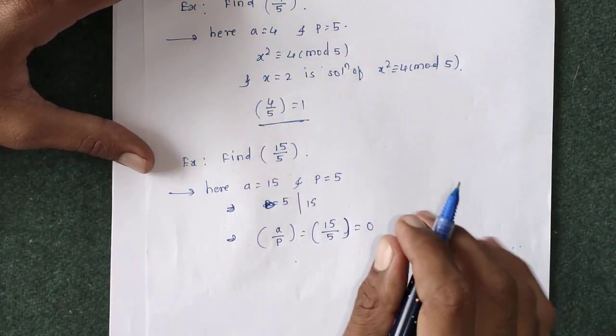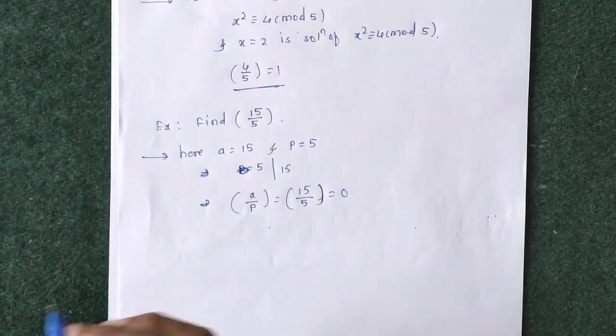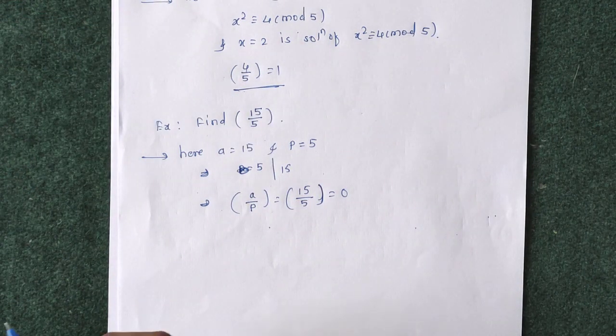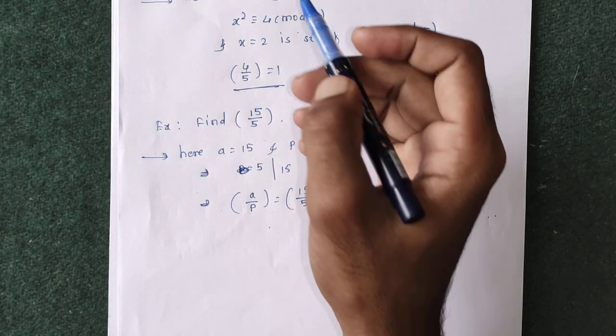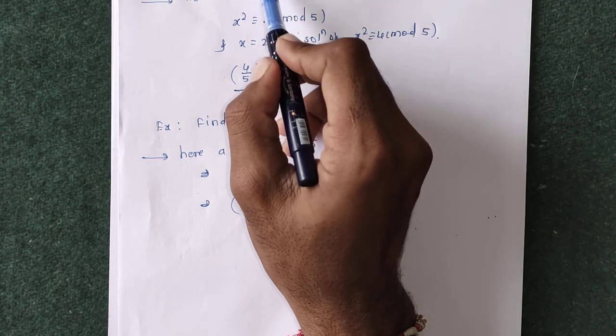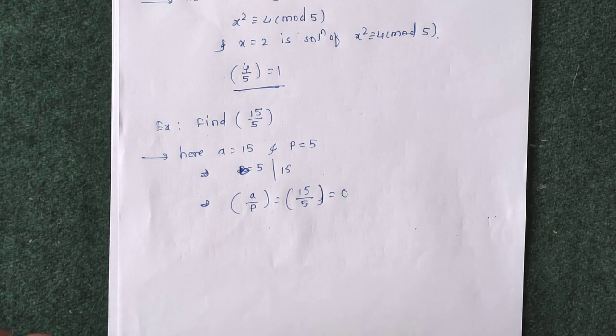To find the solutions of such problems, we have some properties. For larger numbers, suppose we are given 13 and 5 or some larger numbers, to find the Legendre symbol of such numbers, we will use the properties that we are going to discuss in our next lecture.